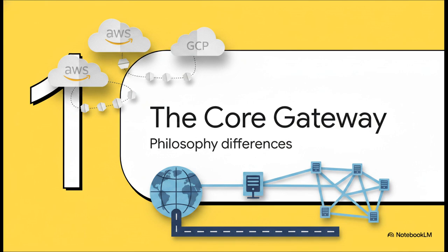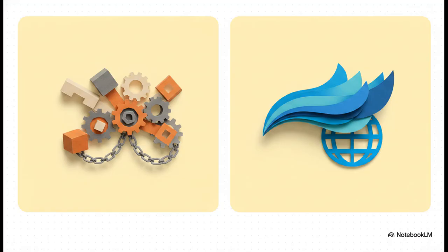Section 1. The core gateway difference. Okay, the conceptual shift here is absolutely massive. We're talking about moving from AWS's component-based infrastructure directly into GCP's fundamentally software-defined networking model.